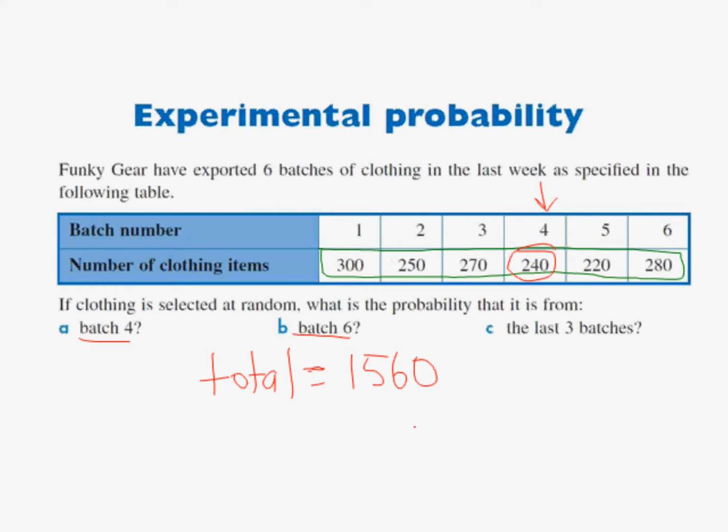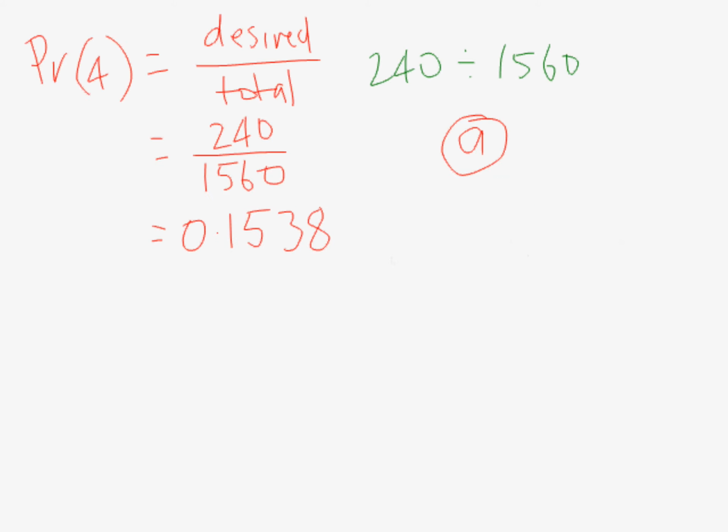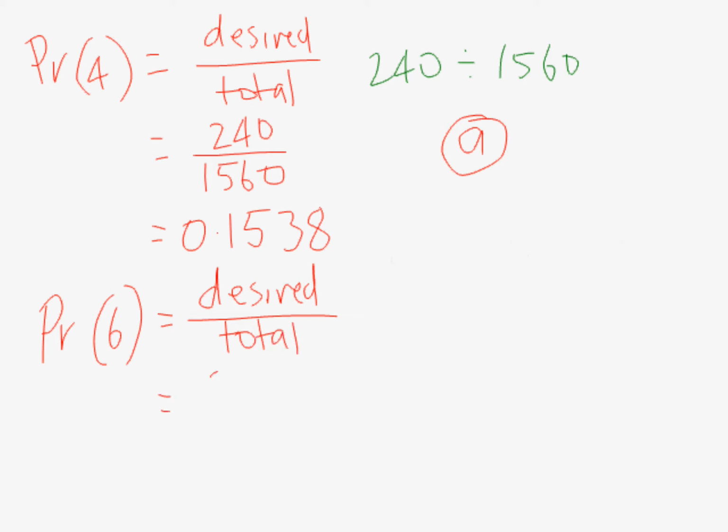Okay, batch 6 this time. So this time we're going to look at 280. 280 is going to be our desired amount of outcomes. So, first of all, probability, one from batch 6 equals the desired over the total. Okay, and in this case it equals 280 over 1,560. Now remember, same as what we did up the top here.